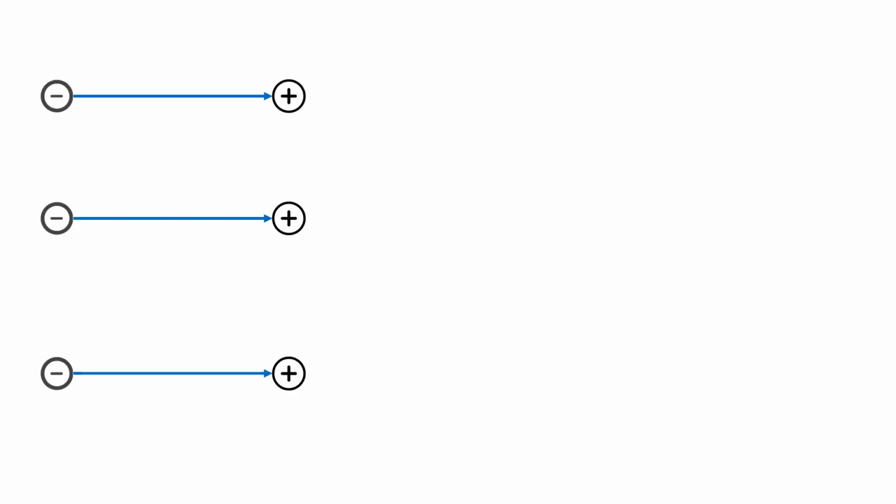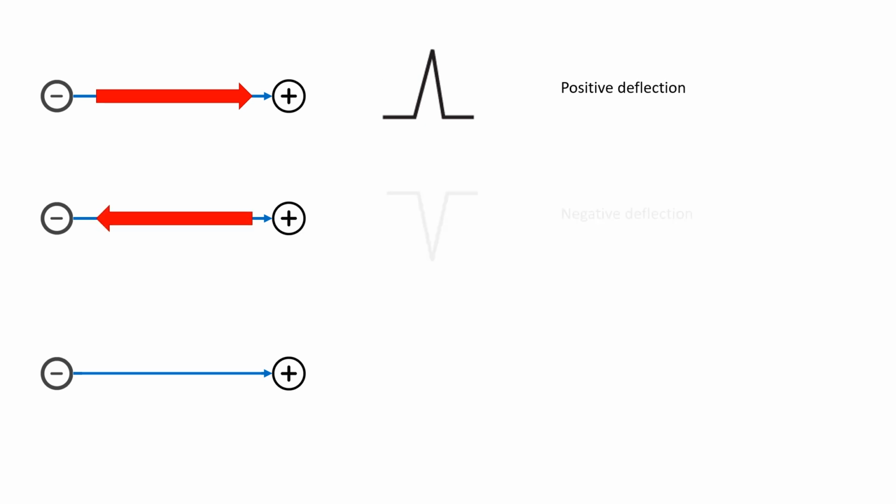If the flow is moving towards the positive electrode of the lead, it is recorded as a positive deflection. If the flow is moving away from the positive electrode of the lead, it is recorded as a negative deflection. The more parallel the flow is to a lead, the stronger the deflection.